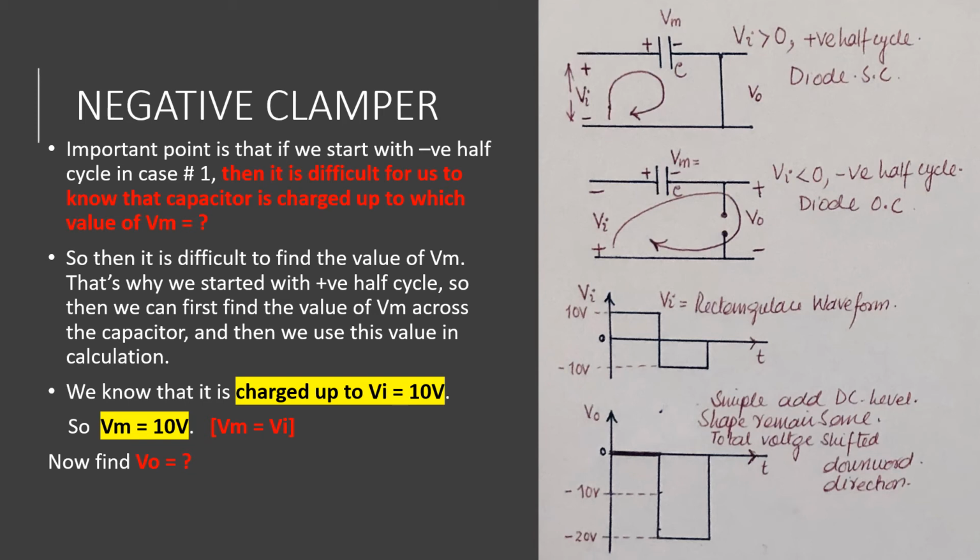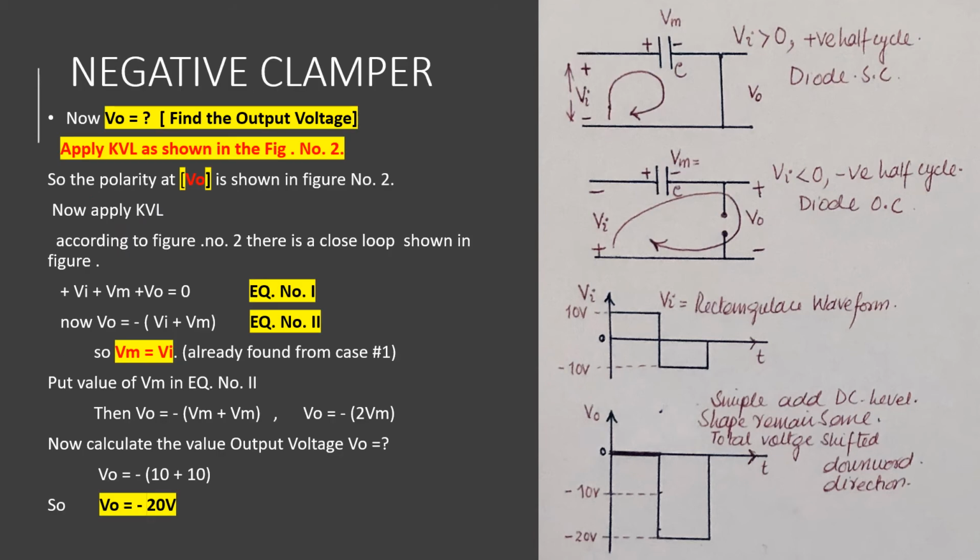That's why we select the positive half cycle in case number 1, because with its help we are able to find Vm, or we know to which value of Vm the capacitor is charged. We know that it is charged up to Vi, which is 10 volt in case number 1. So Vm is equal to 10 volt, as Vm is equal to Vi. Now find the output voltage.